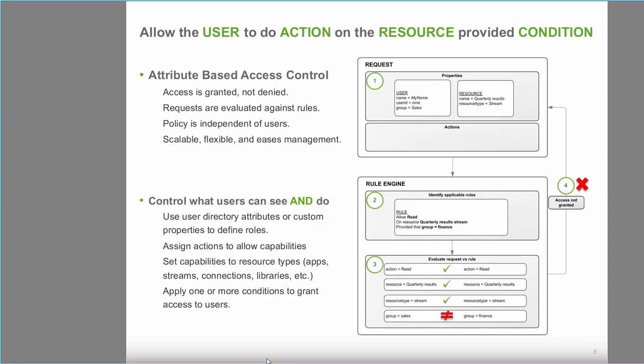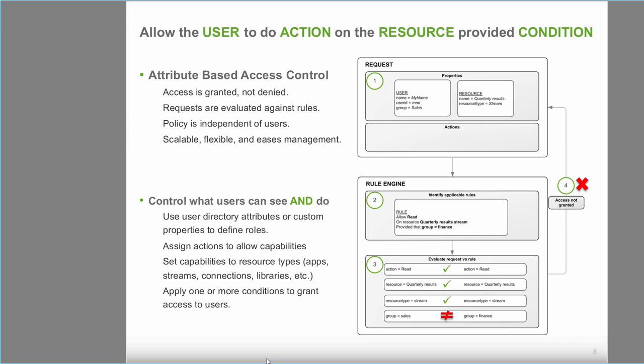So the key concept here is to allow the user to do an action on the resource provided a condition. So if we look at this, we've got attribute-based access control where access is granted. In this case, the way we've implemented it in Qlik Sense is access is granted, it's not denied. Requests are evaluated against the rules. The policy is independent of the users, and it's scalable, flexible, and it eases management because I can use existing attributes within my user directory, or as you'll see today, use custom properties within Qlik Sense to control access.